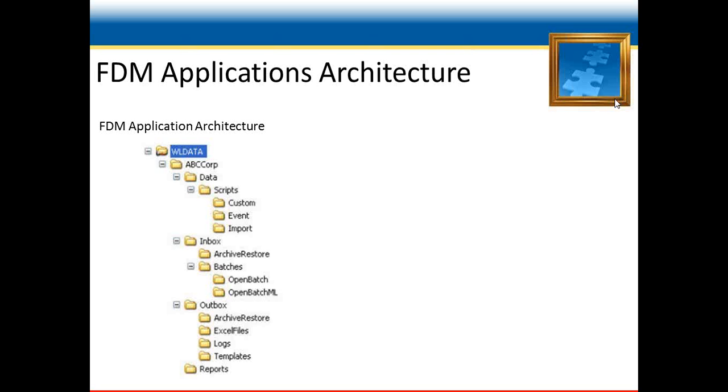Now we will see the outbox directory. The outbox directory provides a central location for all FDM export files. Outbox also contains 4 subdirectories, that is archive restore subdirectory, Excel file subdirectory, logs, and templates subdirectory. Archive restore subdirectory stores restored data load files that were previously archived. FDM stores the original archived data load files in the data directory.